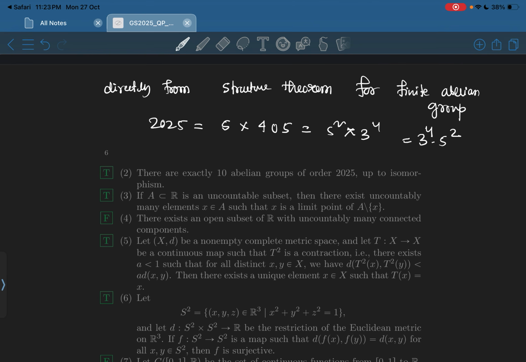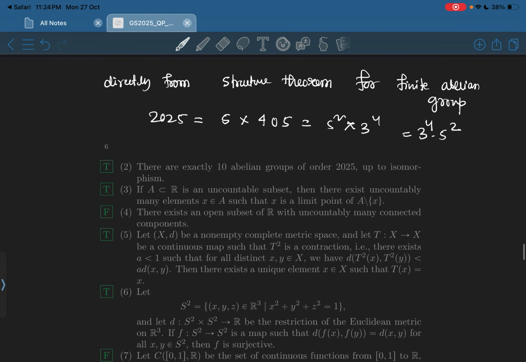You know how many abelian groups there are. You have to basically find the partitions of these exponents, right? So the partitions of 4 and the partitions of 2. Okay, so then there are exactly 10. So hence there are exactly 10 abelian groups of order 2025 up to isomorphism. This is directly from the finite abelian group structure theorem.